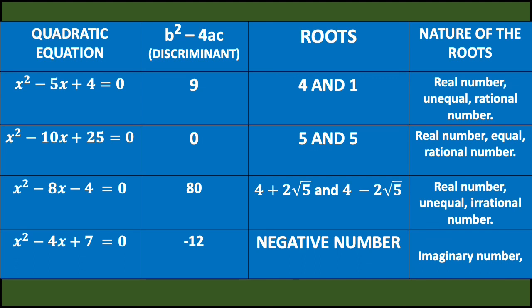And for the last one, we have x squared minus 4x plus 7 is equal to 0. Our discriminant is a negative number. We have negative 12. So it will become imaginary numbers. The nature of the roots is imaginary numbers, or no real roots. At the same time, they are unequal.